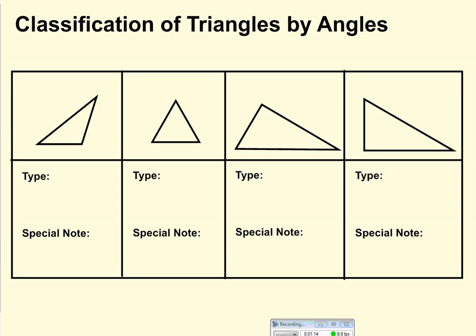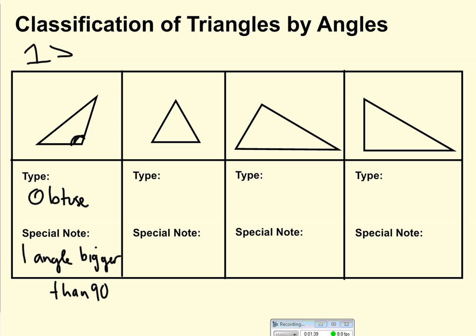So if you're looking at different kinds of triangles, you're trying to name them by angles. So first one is going to be obtuse, which we just looked at, because you clearly have an angle bigger than 90 degrees. So you have one angle greater than 90, like that.